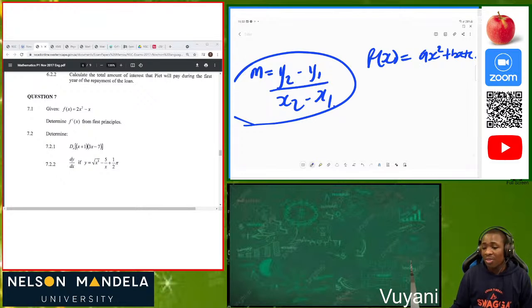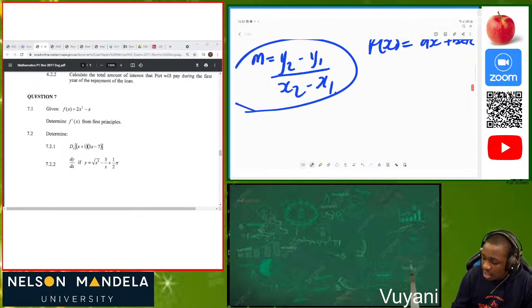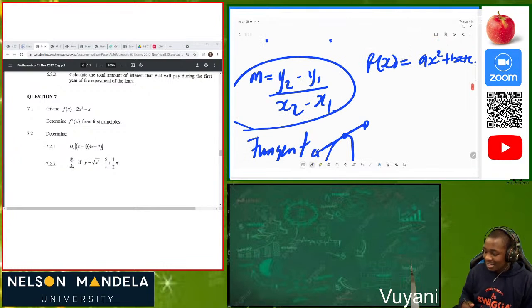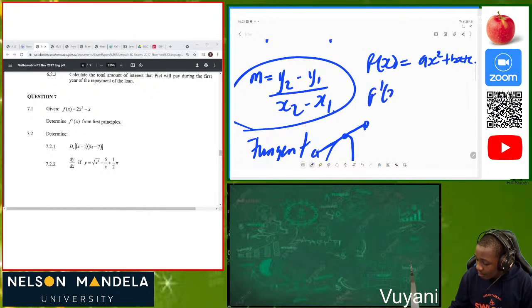So we have to know about the tangent, this is important now. In order for you to know the tangent, we know the parabola is in this form, and this straight line is the tangent to this specific curve. So in order for you to determine the gradient of this tangent, what do we do? We have to determine f prime of x.